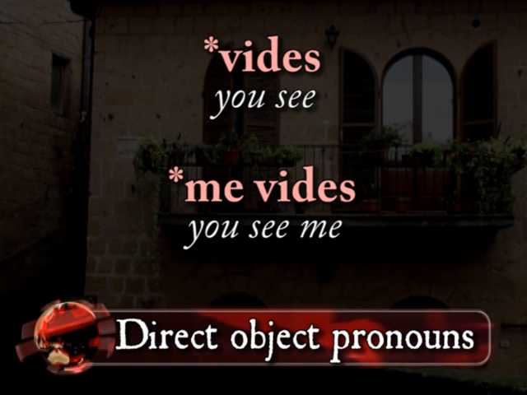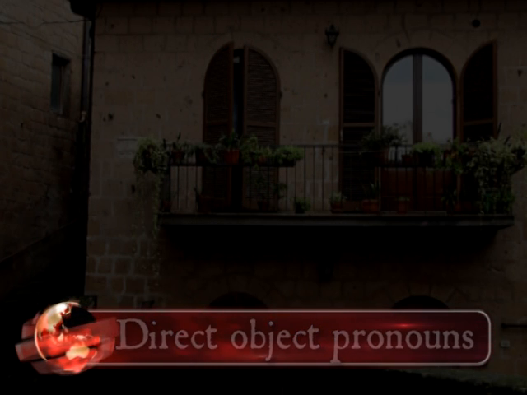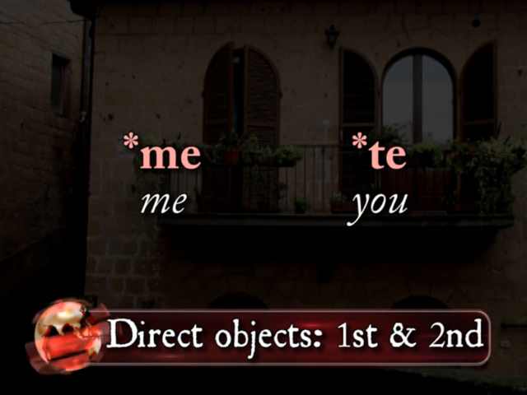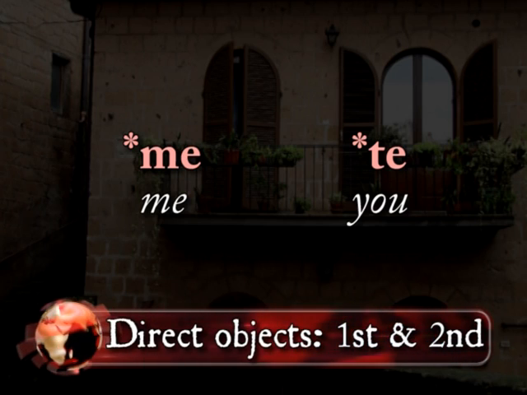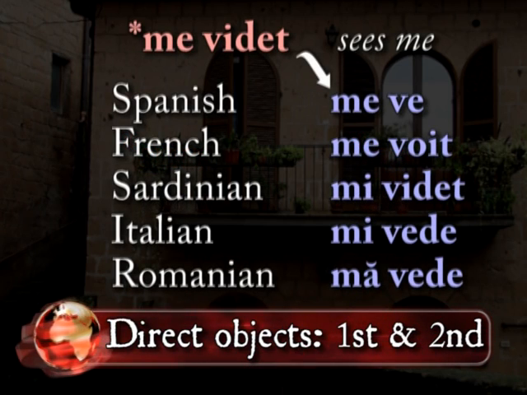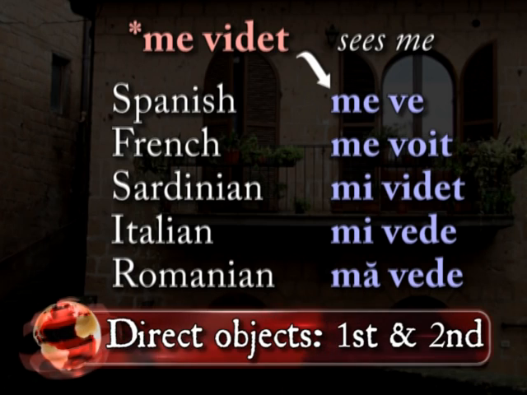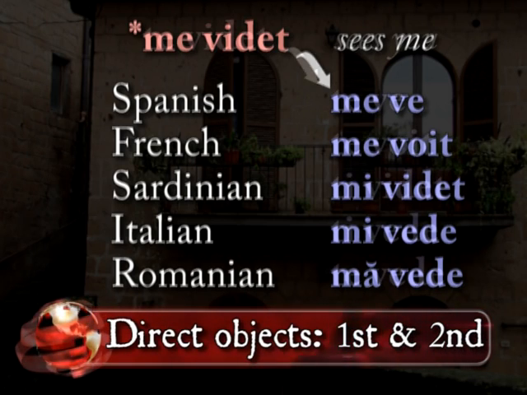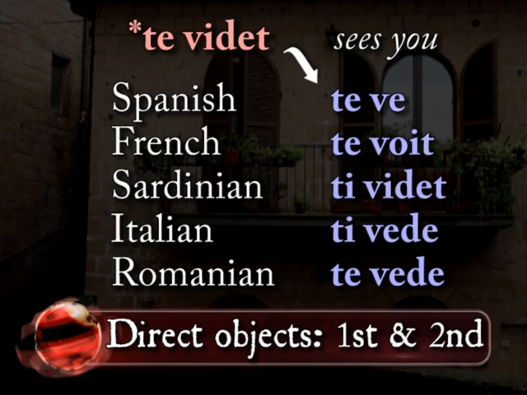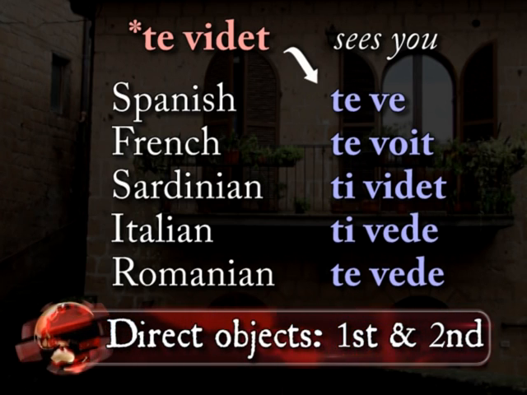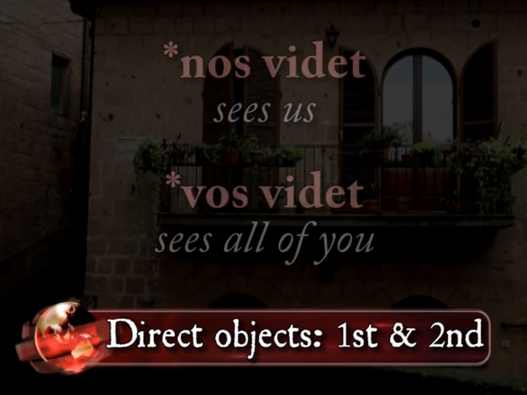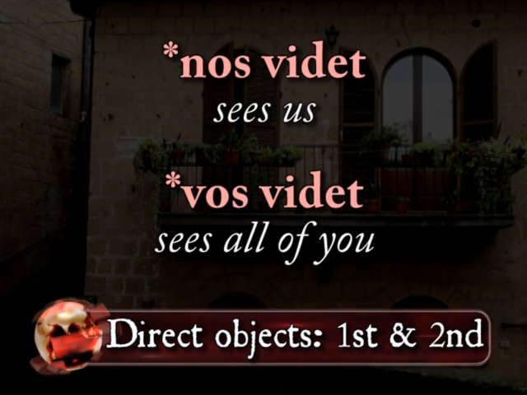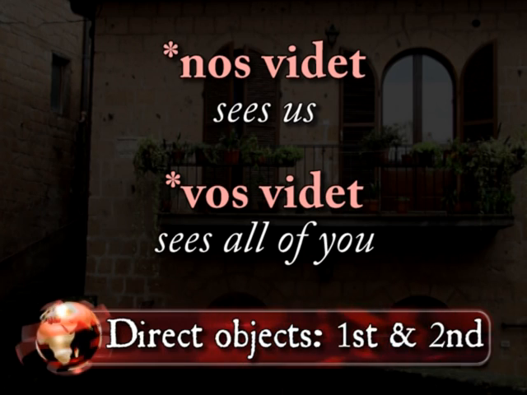When an action impacts somebody directly, a Latin accusative pronoun like me or te is placed before the verb. Me videt. Te videt. The first and second person plural objects are nos and vos.